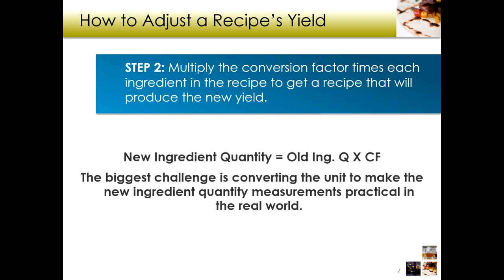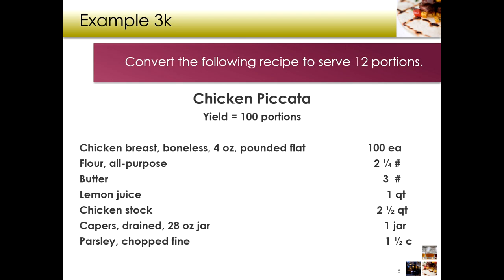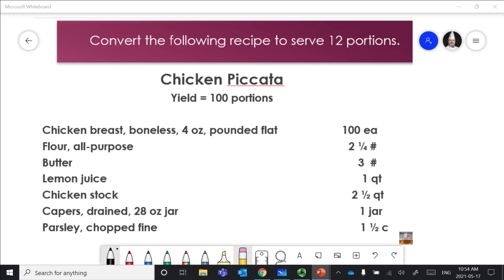So our example of a recipe, we've got a chicken piccata recipe. The example wants us to convert the following recipe to serve 12 portions. The current yield, or the old yield, is 100 portions of chicken piccata. We've got our chicken breast, 100 of those. We've got 2¼ pounds of flour. We've got 3 pounds of butter, etc.